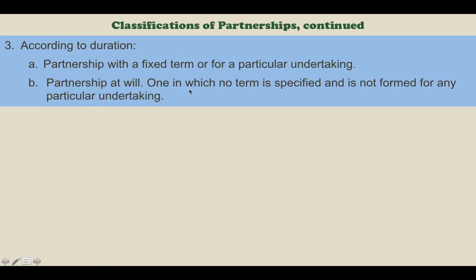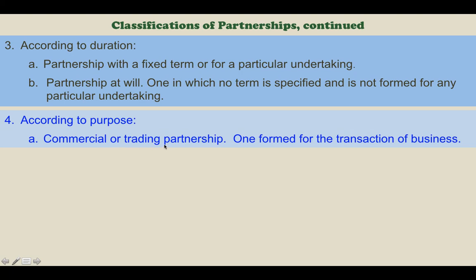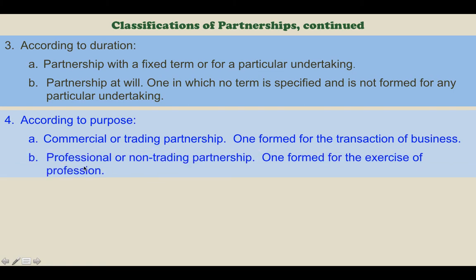Partnership at will, one in which no term is specified and is not formed for any particular undertaking. So normally, the partnership that is being organized is a partnership at will. According to purpose, commercial or trading partnership, one formed for the transaction of business. Next, professional or non-trading partnership, one formed for the exercise of a profession.